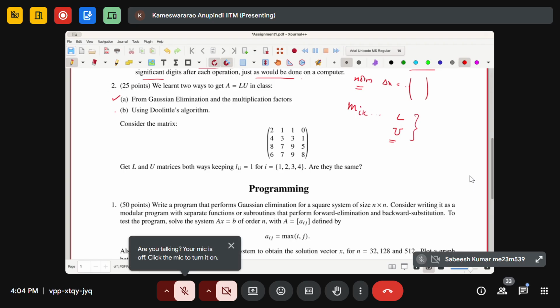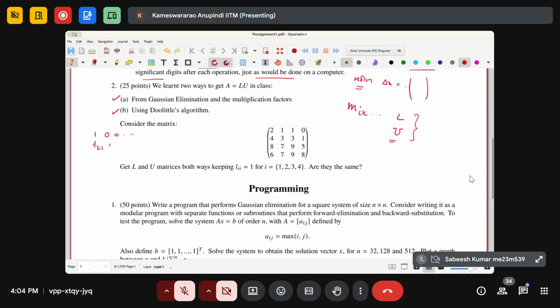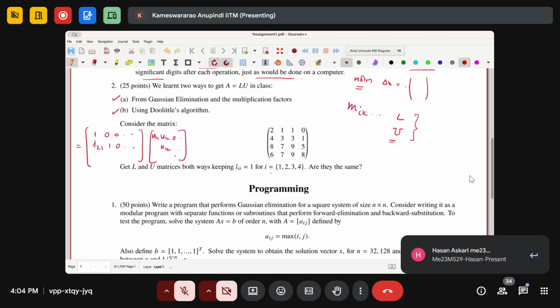The second one is using Doolittle's algorithm. That means you will write your L essentially as 1, 0, 0, and so on, L21, 1, 0, and so on. You're basically going to write it like this, and then write your U, which is going to be U11, U12, 0, and so on, U22, and so on. Then calculate what these L's and U's are, and see whether it comes out to be the same as what you have obtained from the Gaussian elimination.